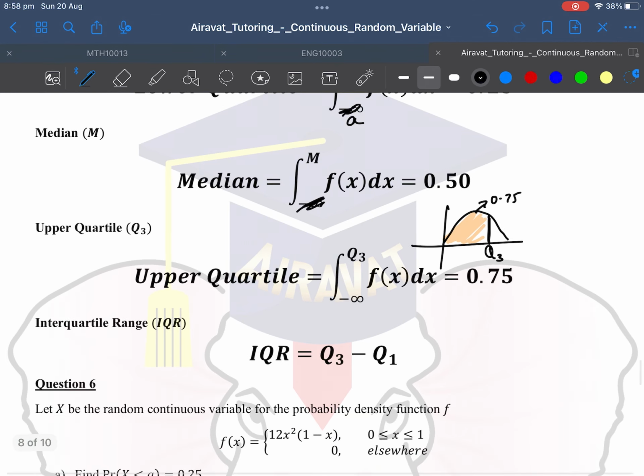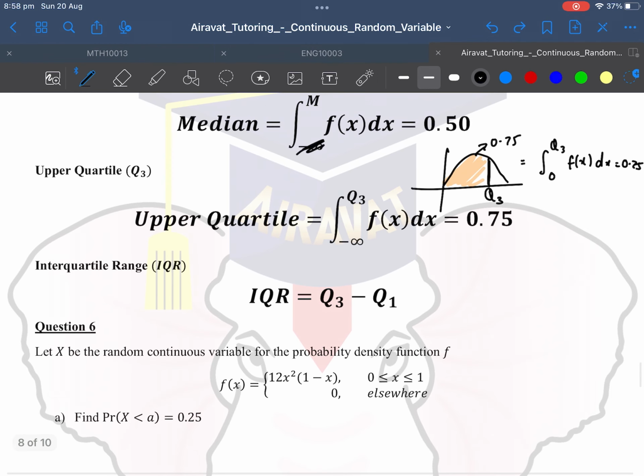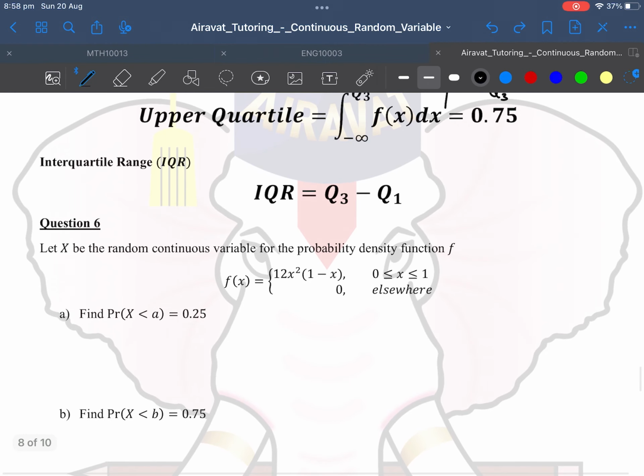Okay, so again, if I were to do an integral construction based on this, it will be integral from 0 to q3 f of x dx equals to 0.75. Now solving for q3 will give you your upper quartile. Interquartile range is just simply q3 minus q1, as you can see here. So these are all just generic formulas that are already there on the internet, so you can find them anywhere. Alright, question 6.